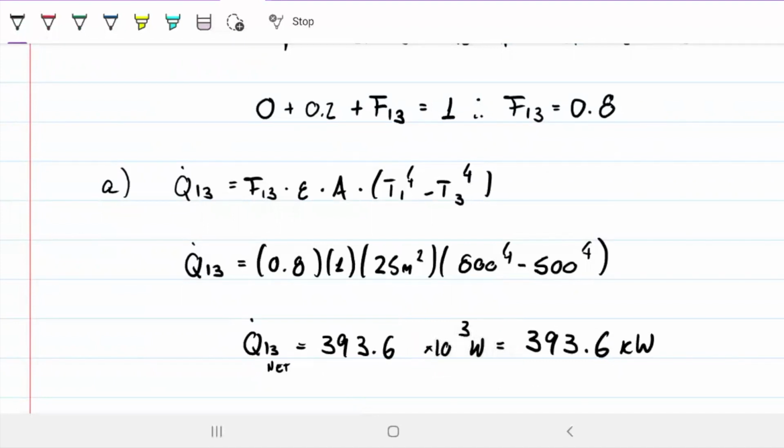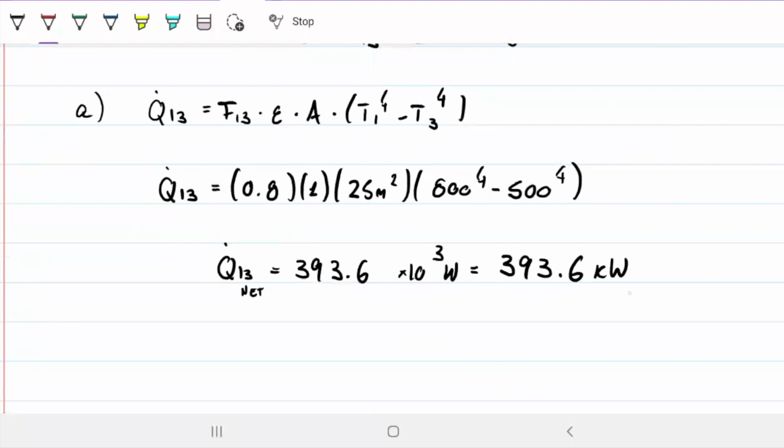Okay, so this is the amount of energy, and we know that Q1 is emitting, so we know it emits. I'll actually put that down here. So it's emitting, so it emits this energy.